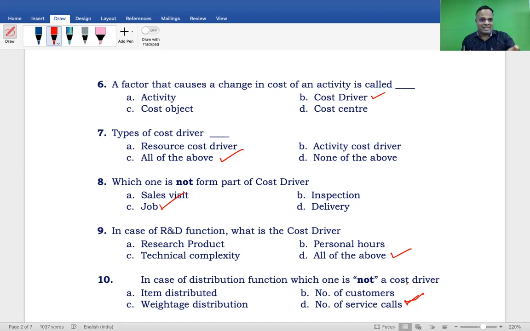How many times I have to visit the customer, the number of visits, accordingly the cost may increase or decrease. Clear? Similarly, an assignment is a cost object. In which mode I am going to go and execute the assignment, accordingly the cost may increase or decrease.